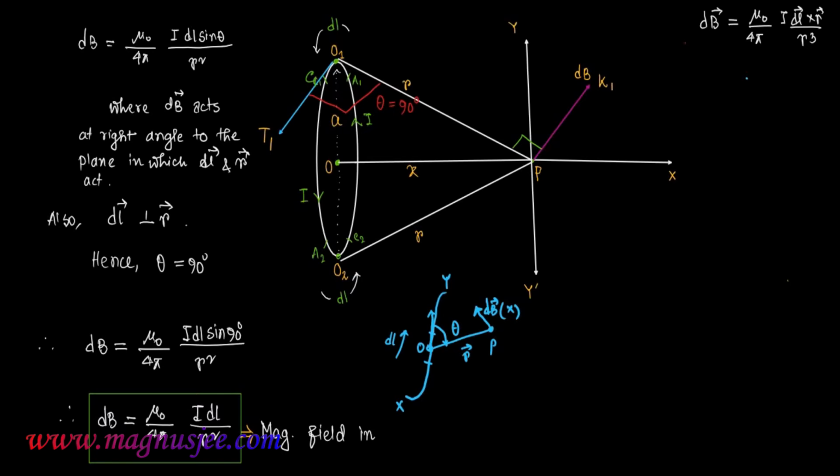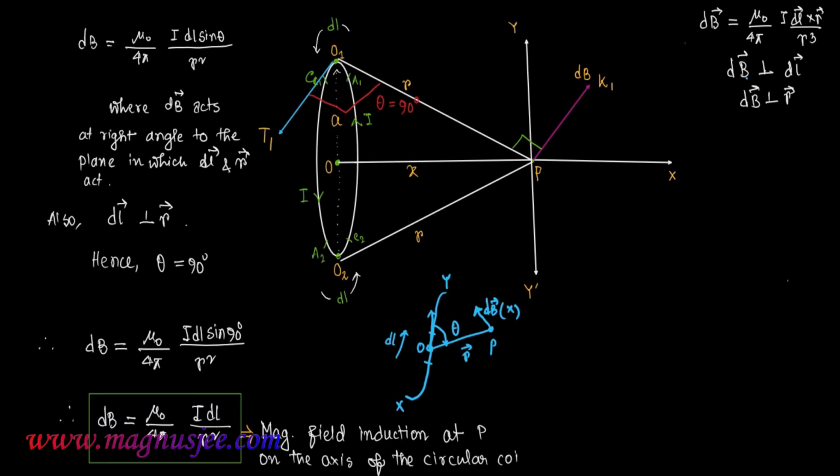According to the property of cross product, vector dB is equal to mu 0 by 4 pi I vector dl cross vector r divided by r cube. That's why vector dB is perpendicular to vector dl, and also vector dB is perpendicular to vector r. So dB equal mu 0 by 4 pi I dl by r square, which is the magnetic field induction at the point P on the axis of a circular coil carrying current I.